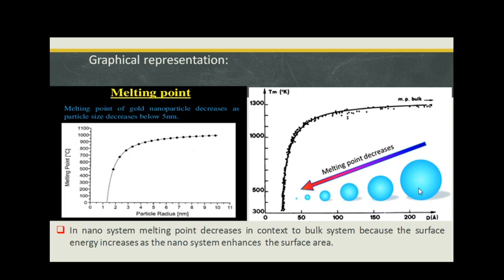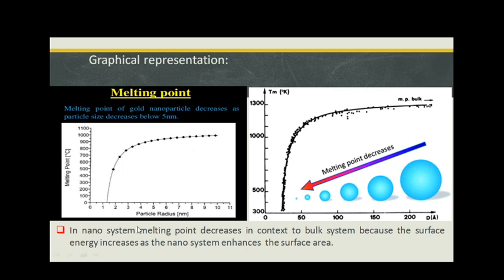Here, the reduction of particle size is observed with respect to the depression of the melting temperature. Above a hundred nanometers the melting temperature is invariant, almost like the melting point of the bulk. But if you reduce below 100 nanometers, you find a drastic variation in the melting temperature. As the particle is smaller, the variation is larger.